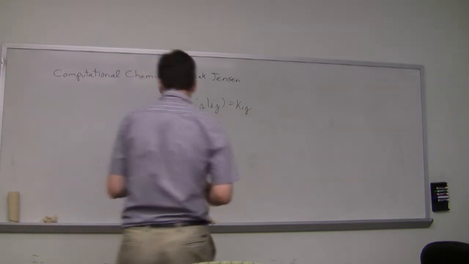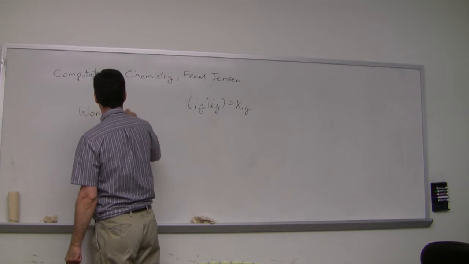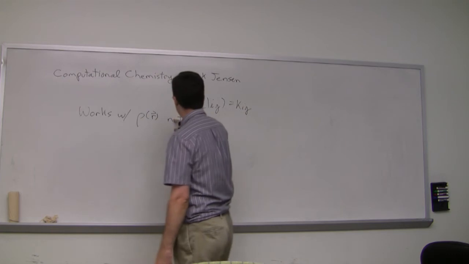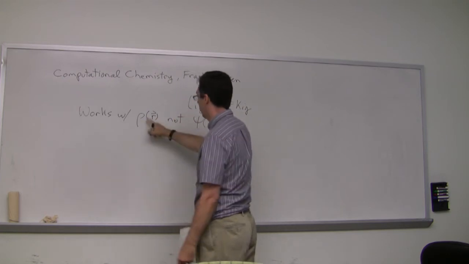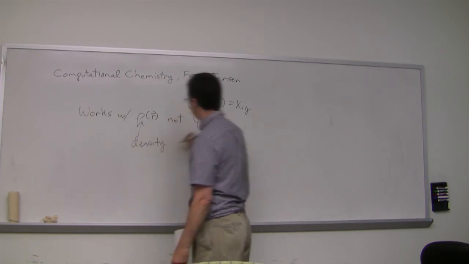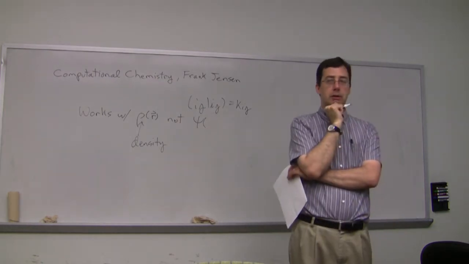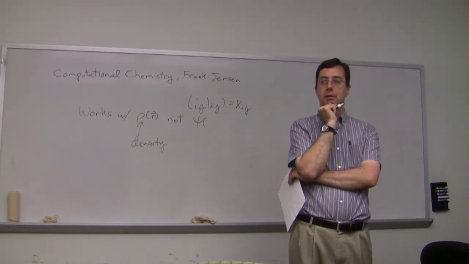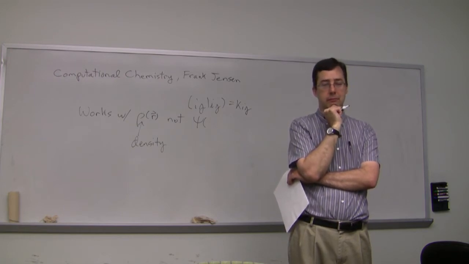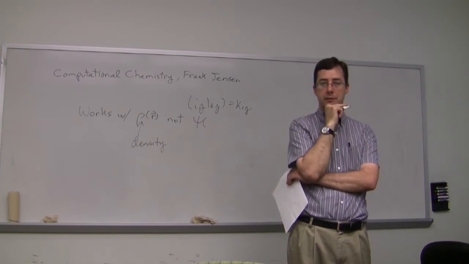Okay, so what is density functional theory? Well, the main concept is that it works with rho of R, which is the density, not the wave function. Now the wave function, it's a function of what? All the coordinates of all the electrons, and the nuclei if we're doing a whole wave function, but normally in electronic structure we're talking about the nuclei fixed and we're solving for the electrons.